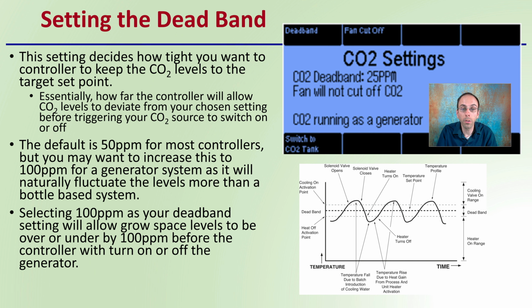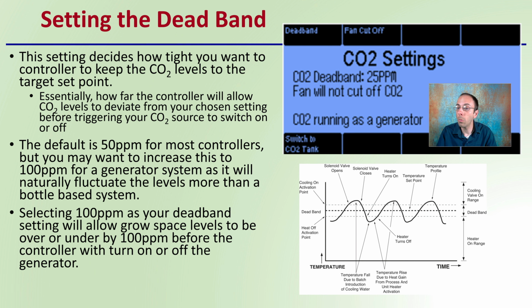Most controllers default to around 50 parts per million, but you may want to increase this to 100 parts per million for a generator system, as it will naturally fluctuate the levels more than a bottle-based system. Selecting 100 parts per million as your deadband setting will allow the grow space levels to be essentially over or under by 100 parts per million before the controller will turn the generator on or off.